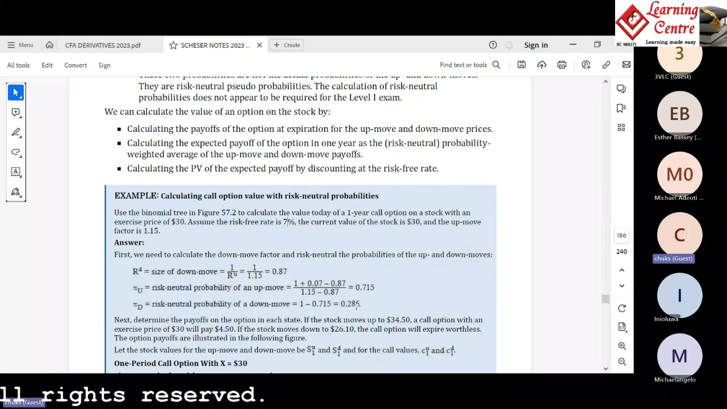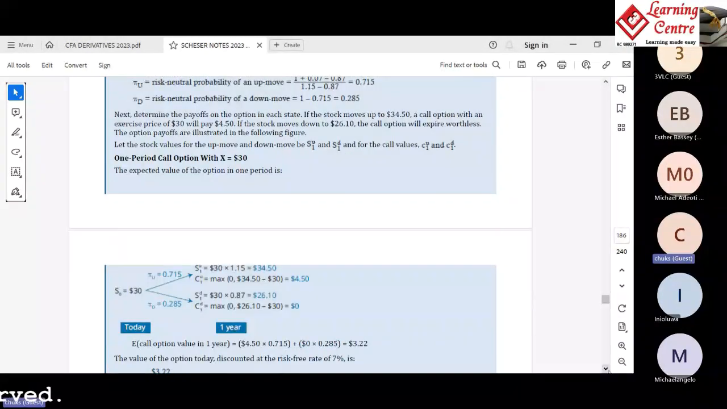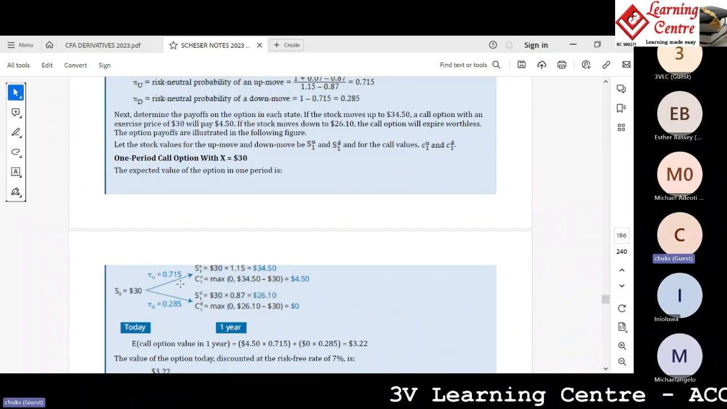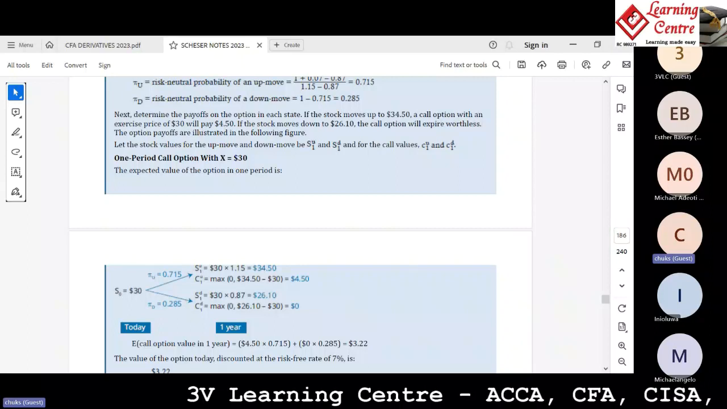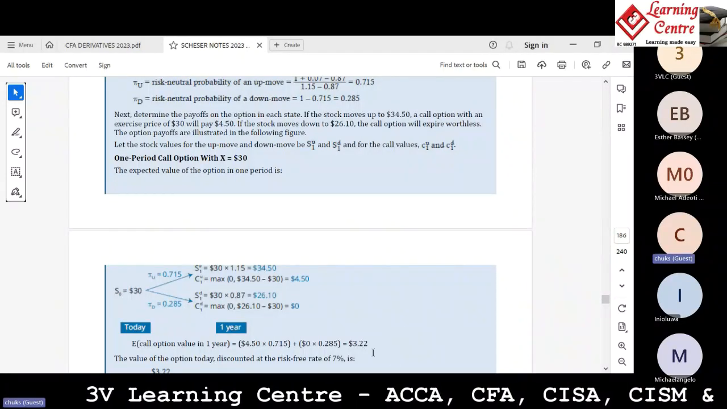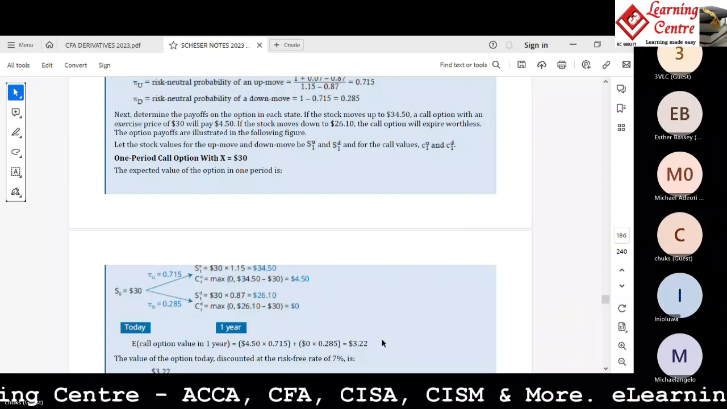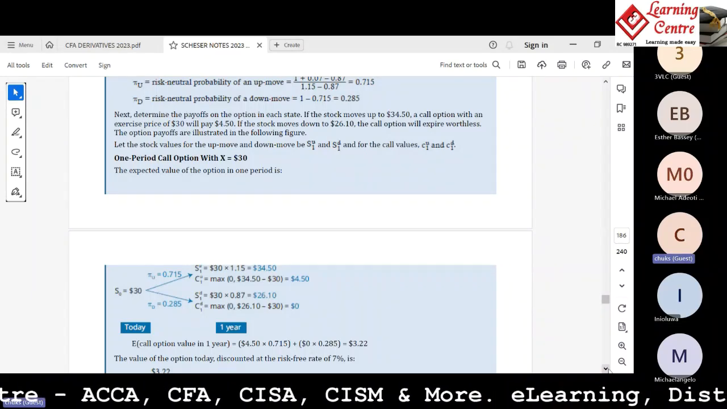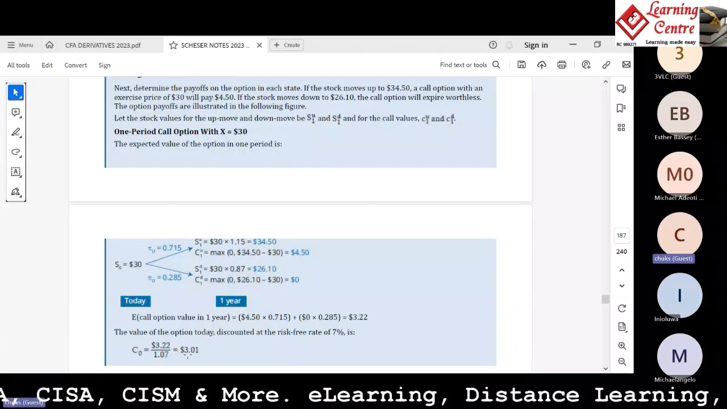This weighting is what we now plug into what we have calculated. We calculated the 4.5 and the 0, where you said we'll exercise and not exercise. So 4.5 multiplied by the upside 72%, plus 0 multiplied by the 0.285, now gives us a call option of 3.22. This is the future value of the call option, 3.22. But when we discount it to the value today, we get 3.01.